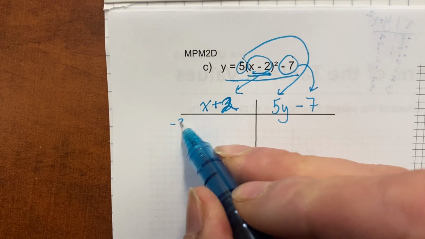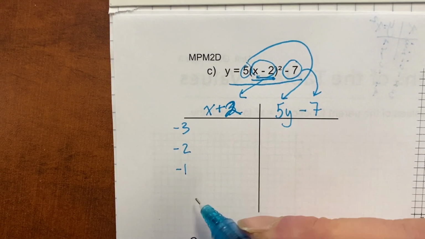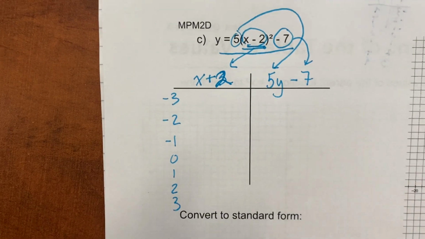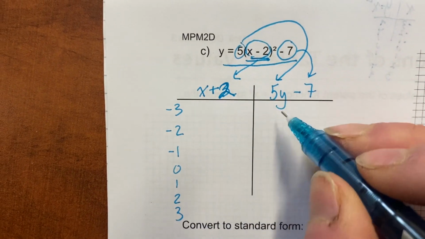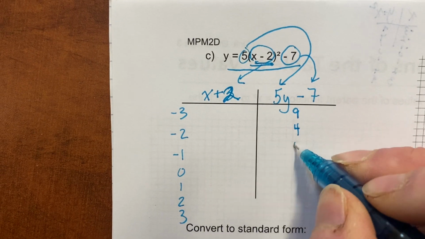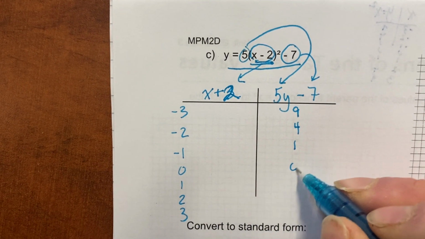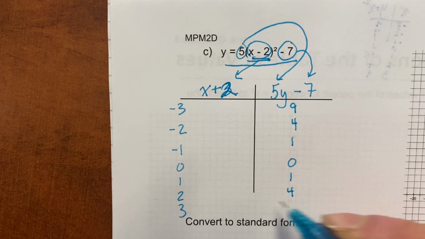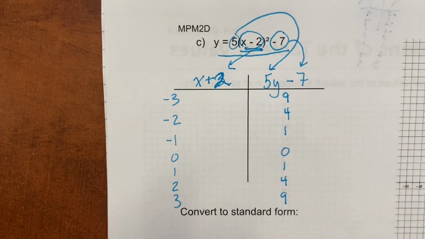So I know my table of values for the parent function looks something like this. And then a negative 3 squared is 9. Negative 2 squared is 4. Negative 1 squared is 1. 0 squared is 0. 1 squared is 1. 2 squared is 4. And 3 squared is 9.